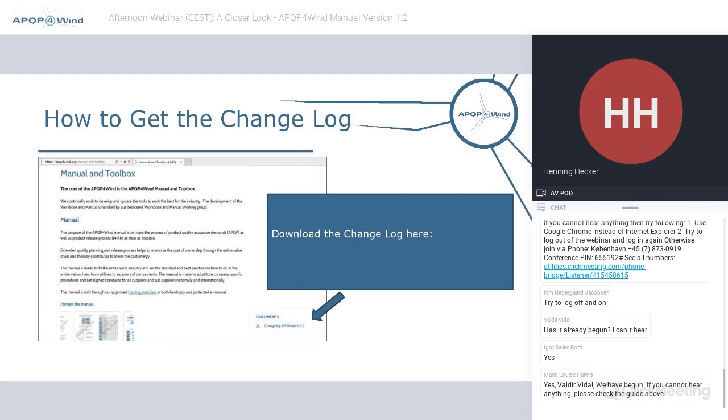Before moving further, soon you will have a changelog available on the website, apqp4wind.org. It will take you through all the detailed changes, page-number-wise and chapter-wise, in the new manual. So in case you miss something, you will always have a reference in the changelog.